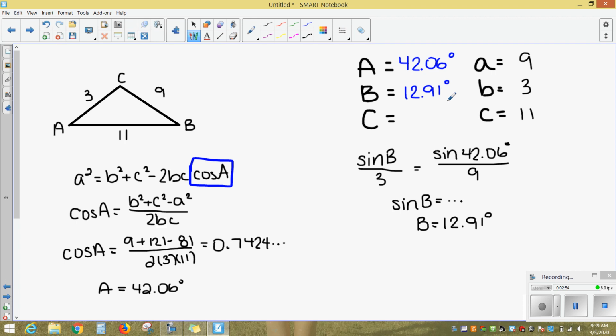When we add up A and B and we subtract from 180 degrees, we find out that C is 125.03 degrees. And now we've finished our triangle.